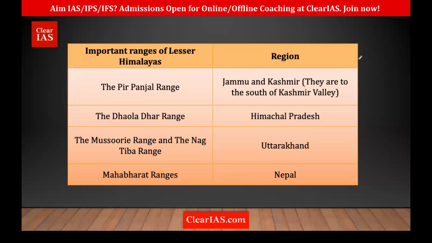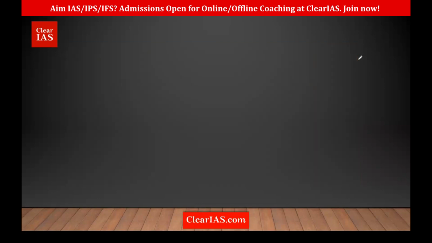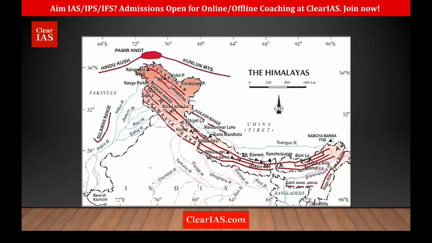So we have Pir Panjal in Jammu and Kashmir, Dhauladhar in Himachal Pradesh, Mussoorie or Nag Tibba in Uttarakhand, and Mahabharat in Nepal. You can see here Nanda Devi, Dhaulagiri, all these you can see here, right? All these are the Pir Panjal range. Then we spoke about the Dhauladhar range. Then this is Nag Tibba and the Mussoorie range, and then the Mahabharat range when we come to Nepal. This is how it is distributed. So that is the Lesser Himalayas.